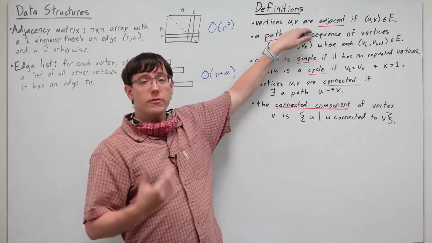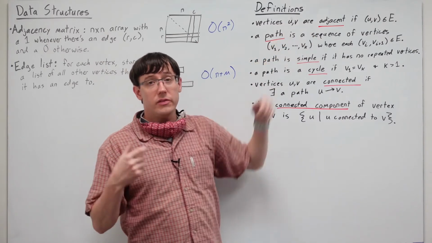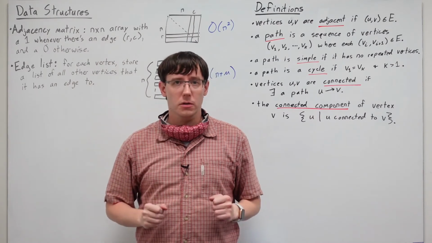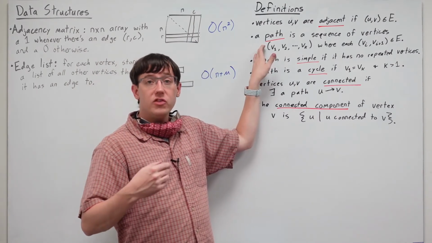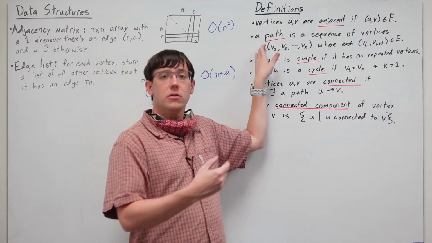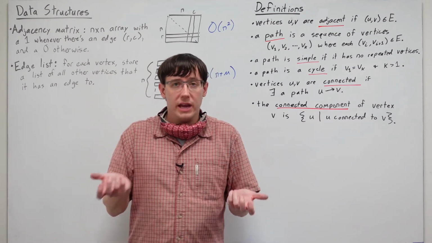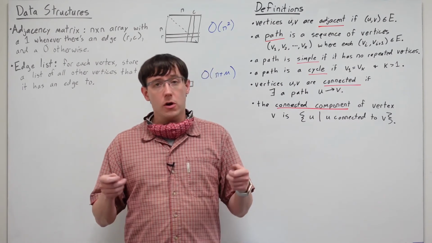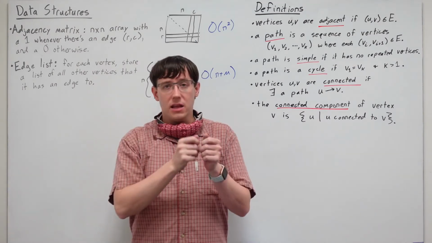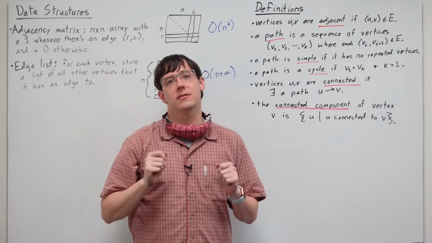We call vertices that have an edge between them adjacent, and this is the source of the name adjacency matrix for the data structure. A path is a sequence of vertices where each vertex is adjacent to the next. And sequences of vertices could contain repeats, but if there are no repeats in a path, then it's a simple path. And if a path has the same first and last vertex, then it's a cycle.